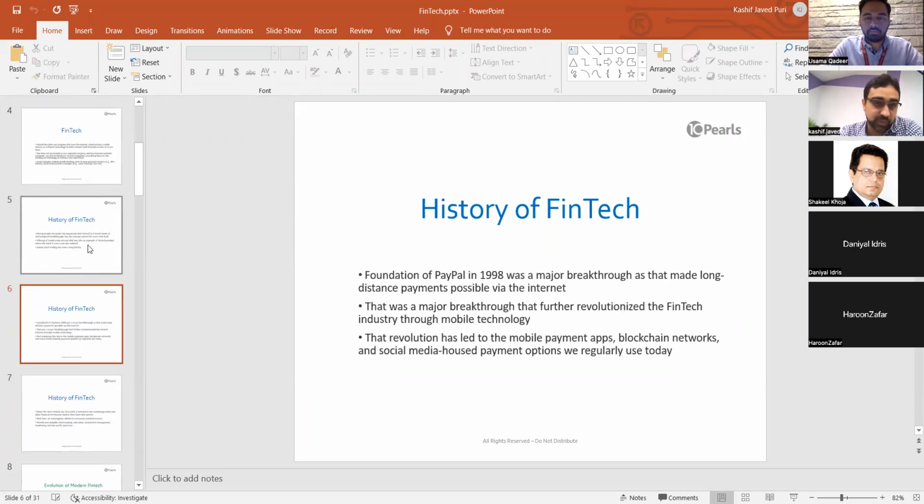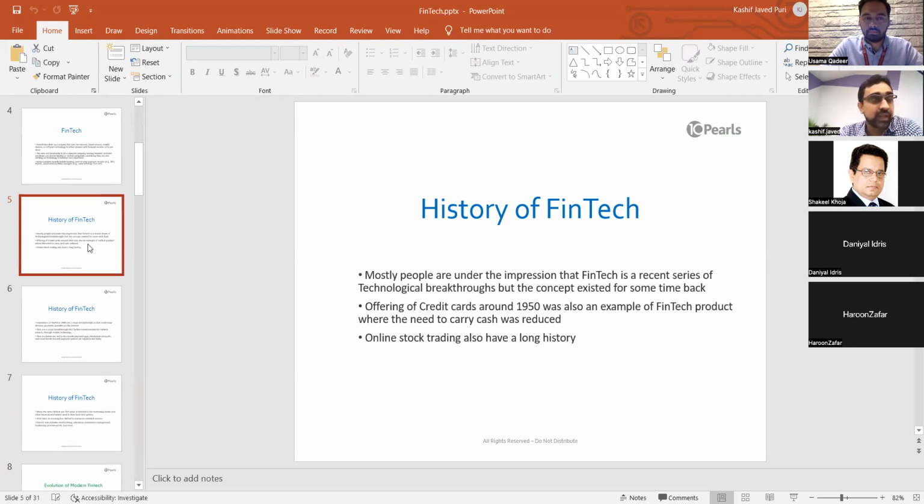If we look at the history of financial technology, and we discuss it today with a group of people, mostly people see this as something that has recently evolved, but this is not true. It has a long history. If we go back to the 1950s, around 1950, the first credit card was introduced. That was the first fintech product, because the idea of having a card was to reduce the need to carry cash. So this is not new. It already existed a very long time back in history.